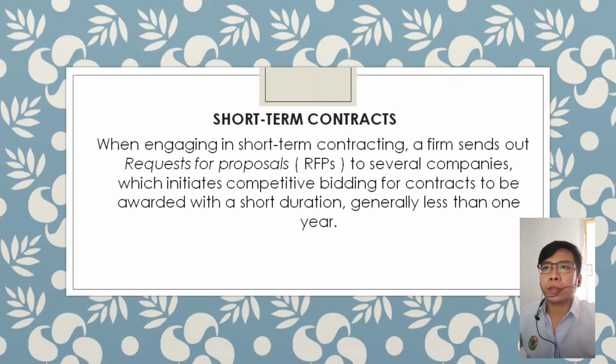Short-term contracts. When engaging in short-term contracting, a firm sends out a request for proposal to several companies, which initiates competitive bidding for contracts to be awarded with a short duration, generally less than 1 year. The benefit to this approach lies in the fact that it allows a somewhat longer planning period than individual market transactions. Moreover, the buying firm can often demand lower prices due to the competitive bidding process. The drawback, however, is that firms responding to the RFP have no incentives to make any transaction-specific investments due to the short duration of the contract.